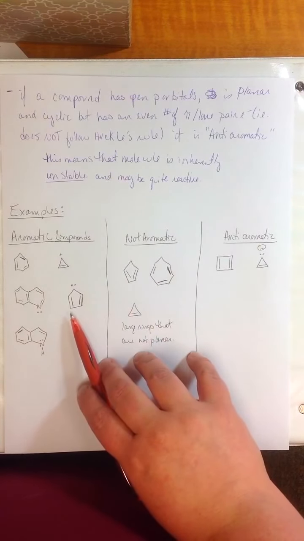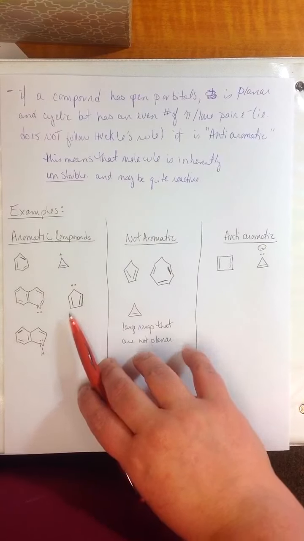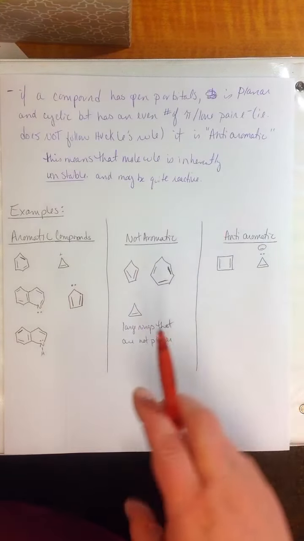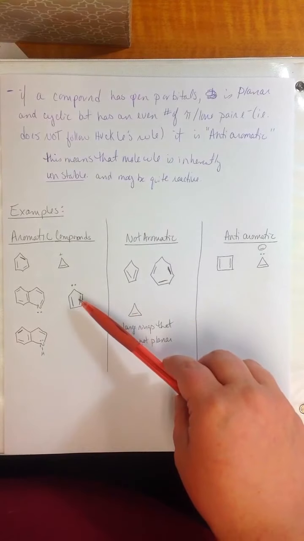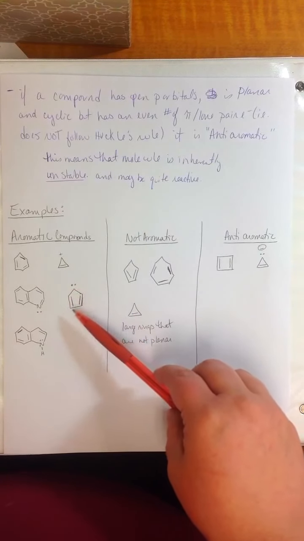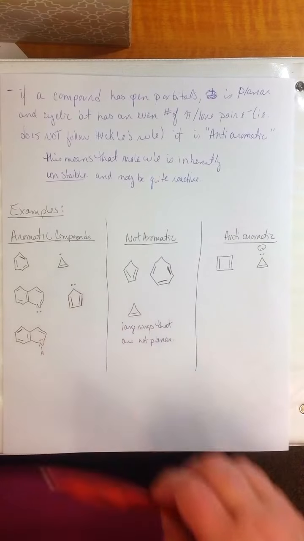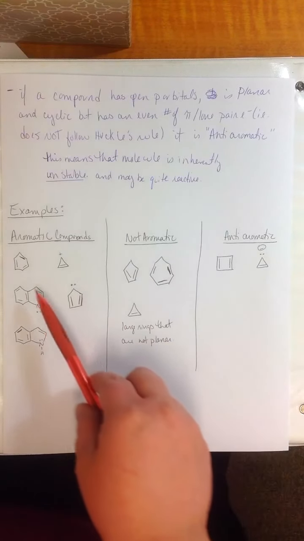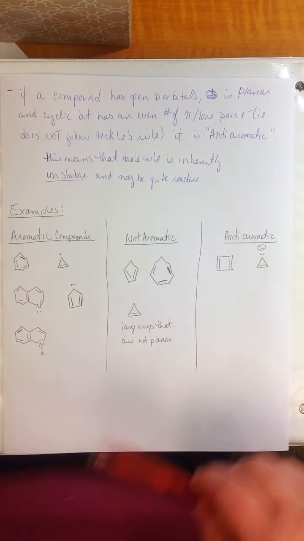Here, this is also aromatic. Note that yes, you have 5 carbons, but again, it has nothing to do with the amount of carbons, it has to do with the number of electrons. Everybody has an open p orbital, and we have 3 pairs of electrons, or 6 electrons. Again, I'm going to come back to this in just a minute.